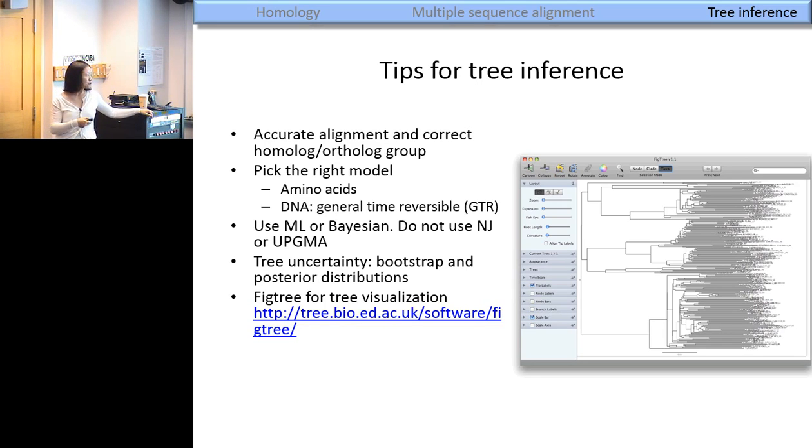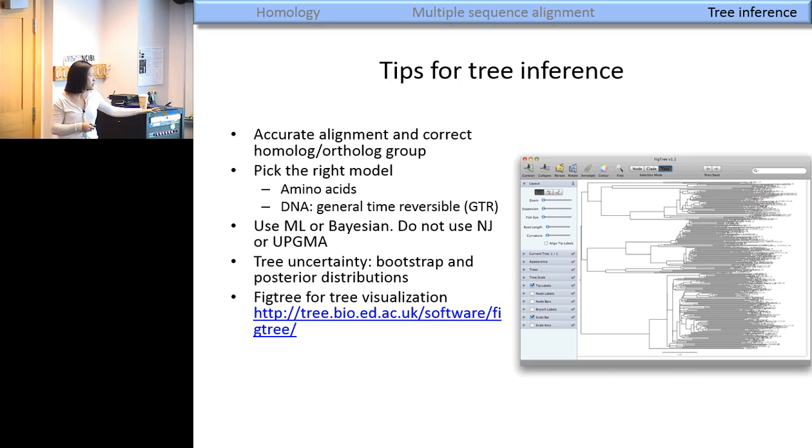And then posterior distribution is actually the confidence of your tree given your model. So again, when you get 100%, it just means given your model. It doesn't say anything about how true the tree is. You have to scrutinize some of the earlier steps.